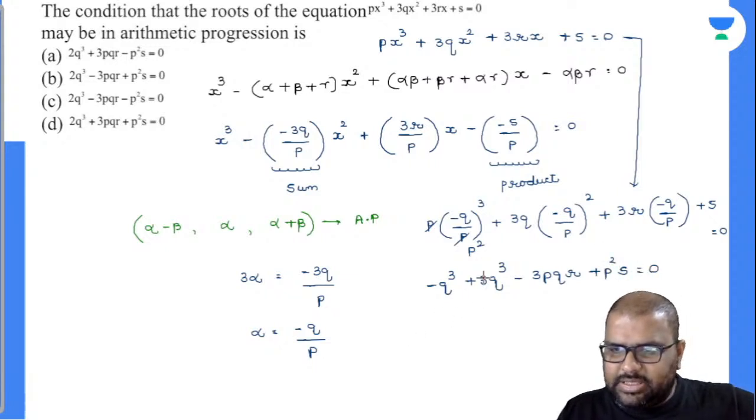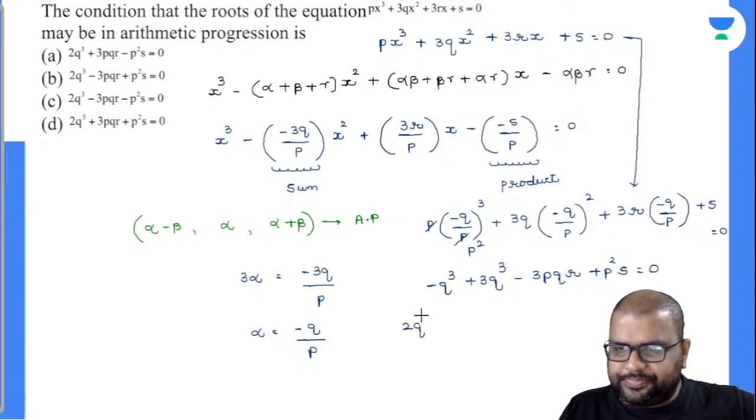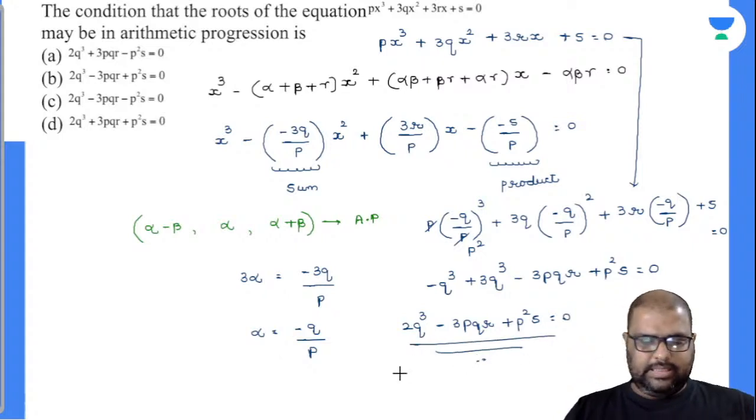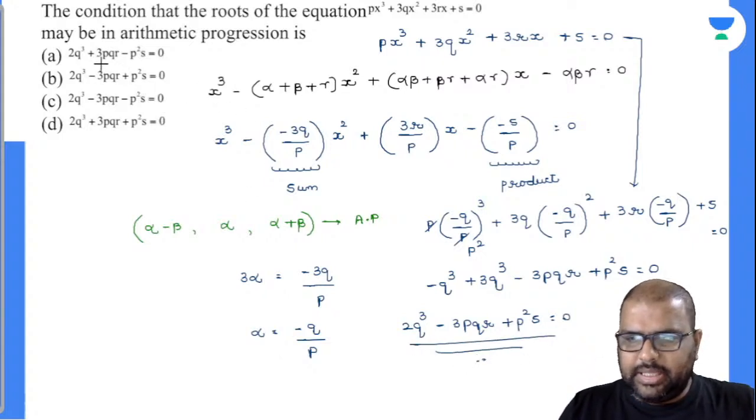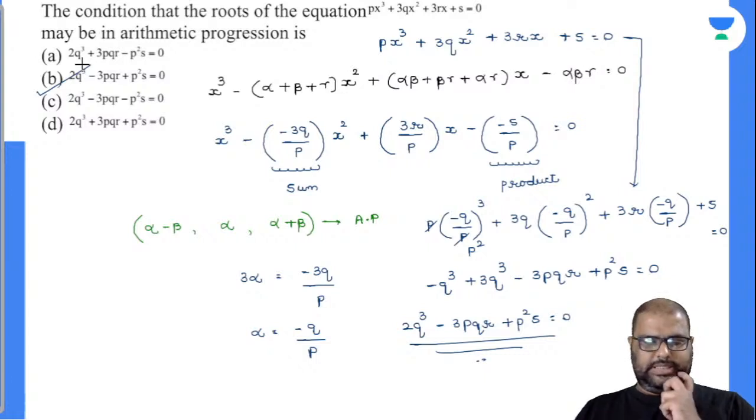So my final equation will become minus q cube plus 3q cube, which is 2q cube, minus 3pqr plus p square s is equal to 0. Now this is my answer. Is there any option there? Yes, there is an option: 2q cube minus 3pqr plus p square s is equal to 0, and option B is satisfied. I hope you got my point.